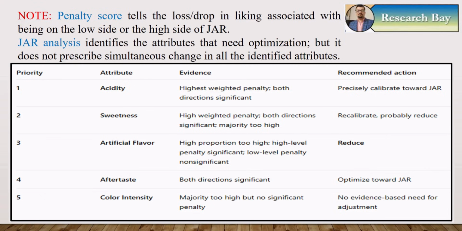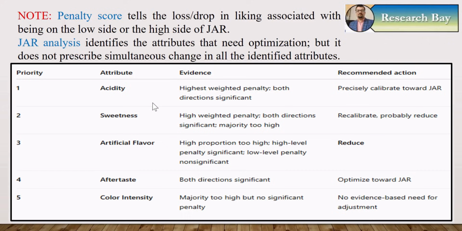Actually, we have to look at them closely and investigate which one has to be altered first in a newly developed recipe. So, for instance, take these 5 attributes: acidity, sweetness, artificial flavor, aftertaste, and color intensity. These are the 5 attributes of an apple juice which we will test through the JAR analysis technique.